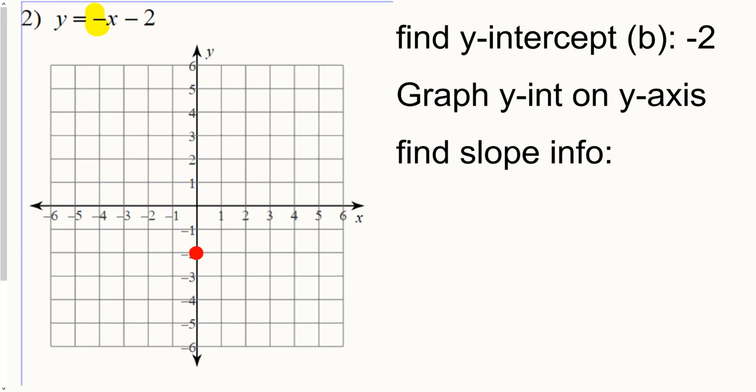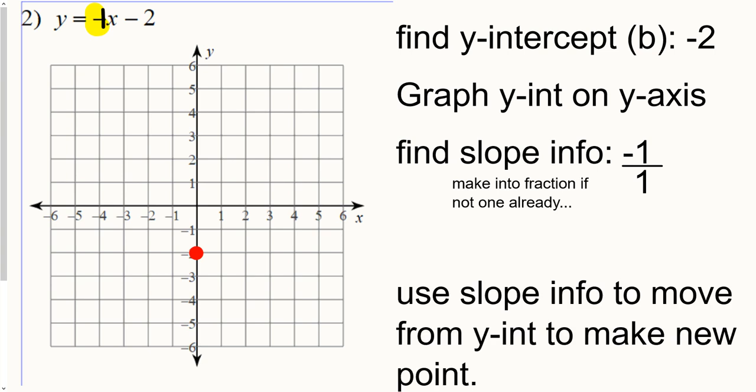Go get your slope. And if you don't see a number in front of the x, put a 1 there. So in this case, our slope is negative 1. And again, once you get your slope, if it's not a fraction, please make it 1. Now, use the slope information to move from this y-intercept point. So we go down 1 and to the right 1. Put a new dot. There's our 2 dots or 2 points for the line. Graph it, and we're done.